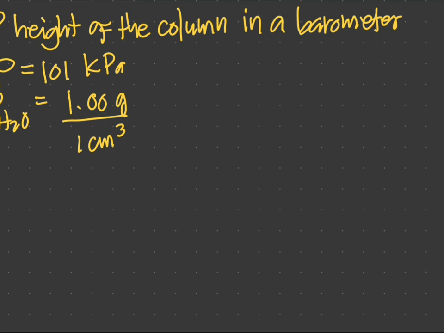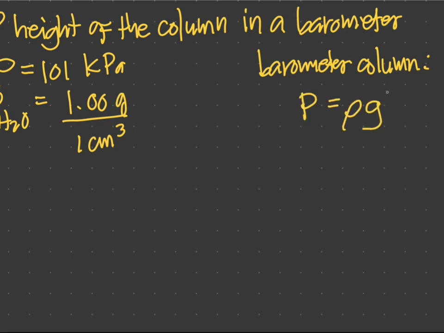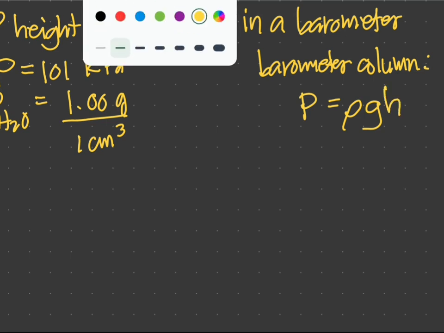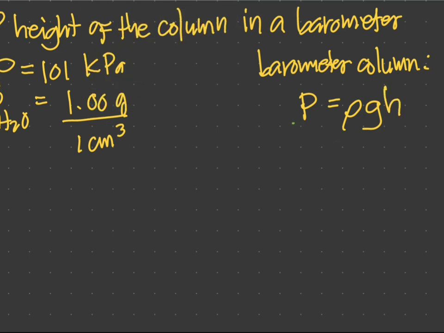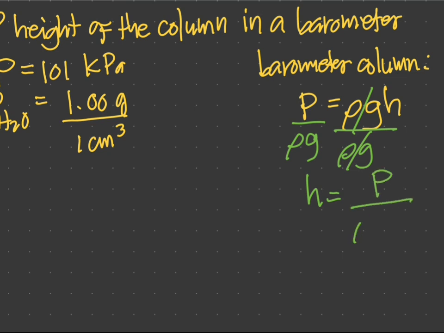Now to solve for the barometer column, we use this formula: pressure equals density times acceleration due to gravity times height. To solve for the height, we divide both sides by density and acceleration due to gravity. This cancels out. Therefore, the height is equal to pressure divided by density times acceleration due to gravity.